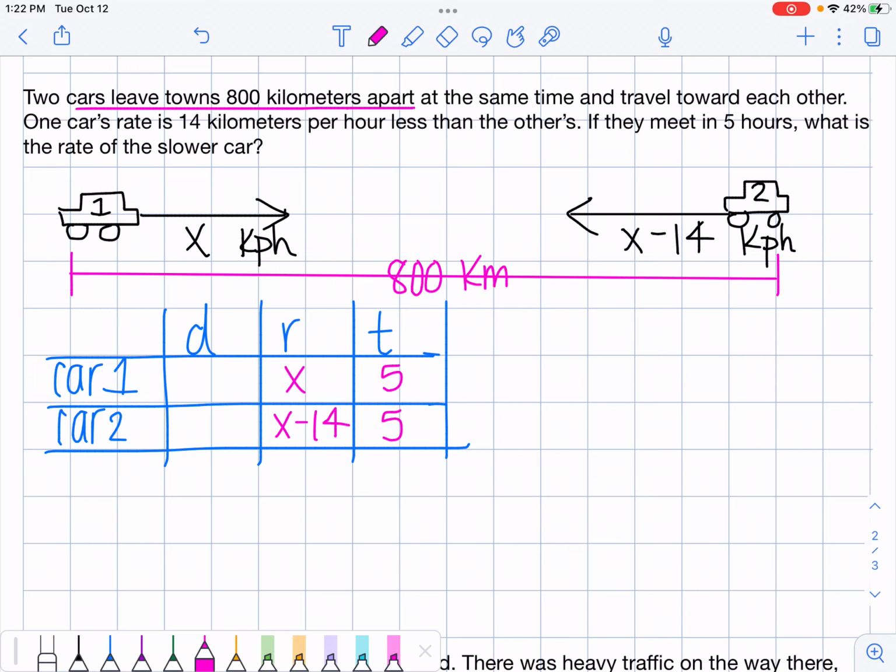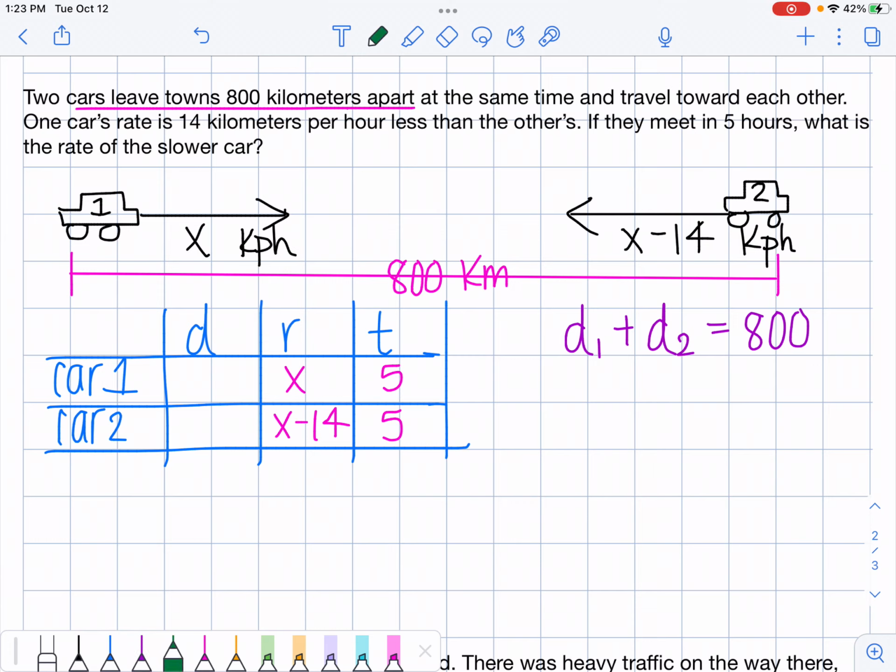Okay, now, same concept as last time. Car 1 is going to travel some distance. Car 2 is going to travel some other distance. And total together, the distances that they travel are going to equal 800. So I'm going to use my same equation that I did last time. Distance of car 1 plus distance of car 2 is going to equal 800. Now I have to figure out what is my distance of car 1.